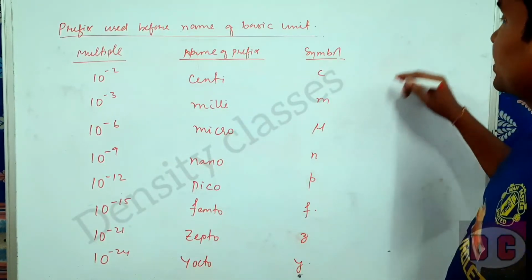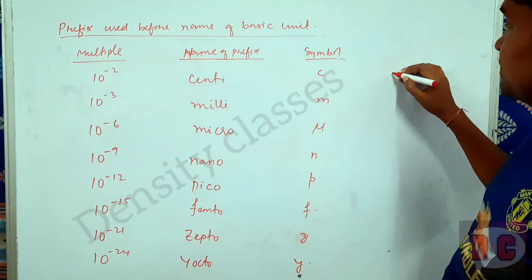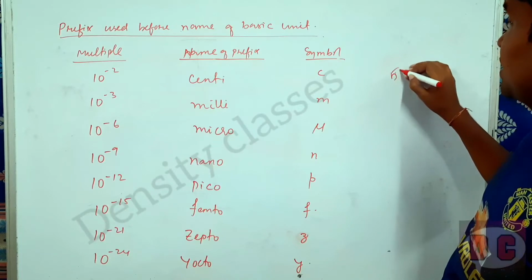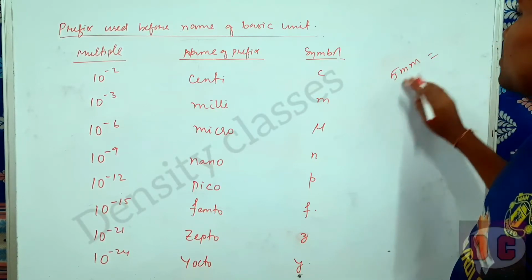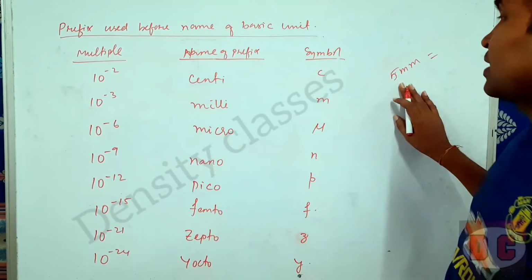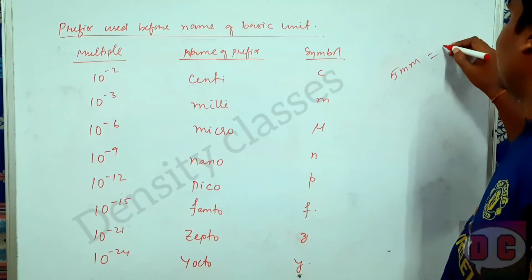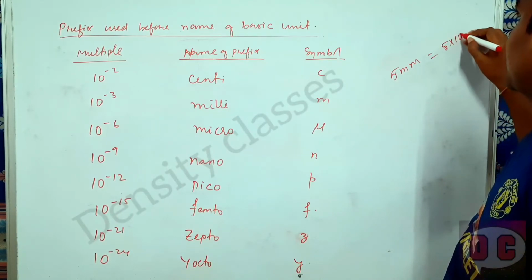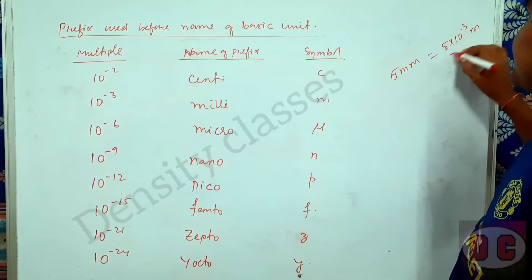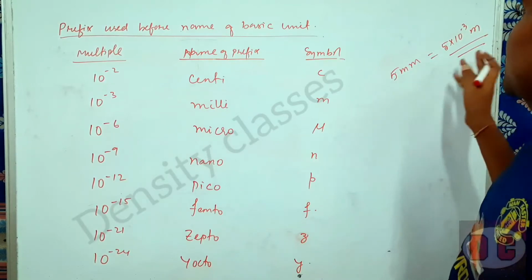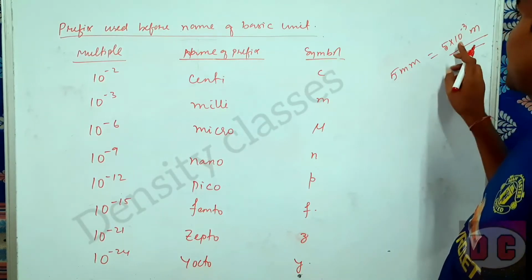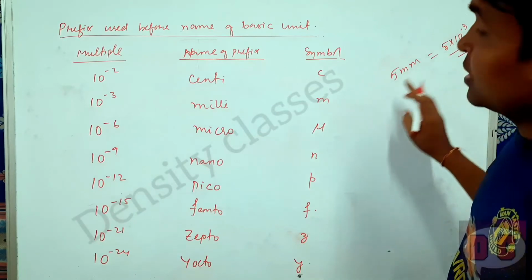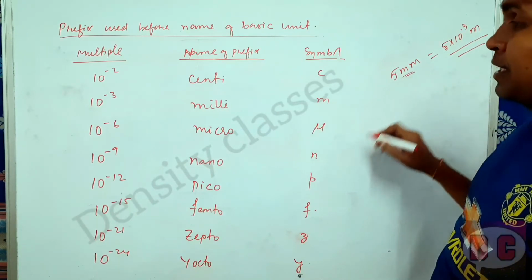Okay, next, 10 to the power minus 3, millimeter. If it is given like this, 5 mm, how will we write 5 mm? We will write 5 into 10 to the power minus 3 meter. Got it? If you want to convert into meter, it will be multiplied by 10 to the power minus 3, since it is m.